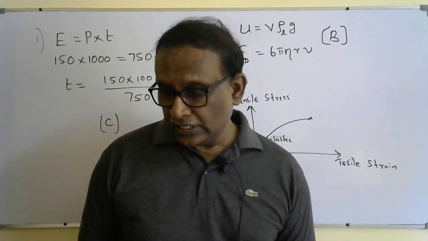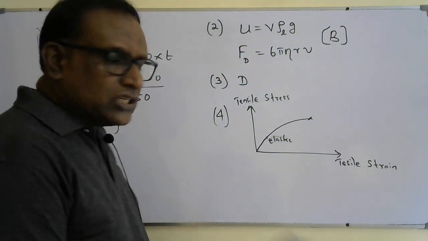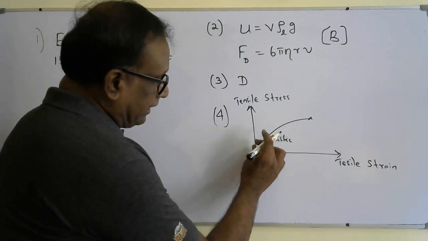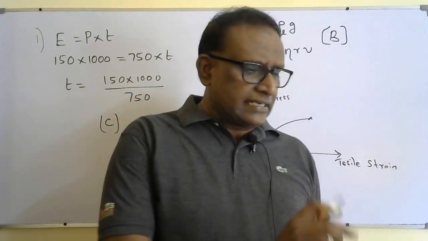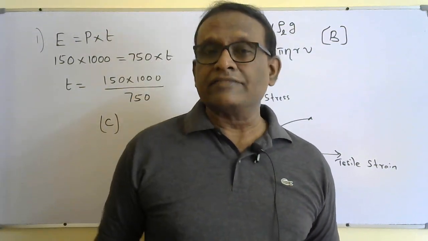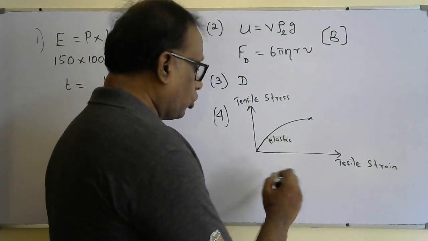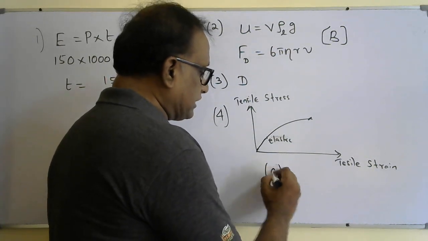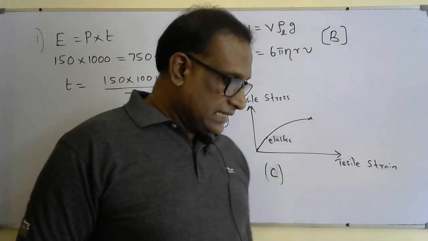Next, the gradient of the tangent to the line at the origin. They didn't mention it is a straight line, but before it curves, at the origin, we can say this looks like a small straight portion. Anyway, the gradient of the initial linear portion gives the Young modulus. So the correct answer for question number 4 is C: the gradient of the linear portion gives the Young modulus.